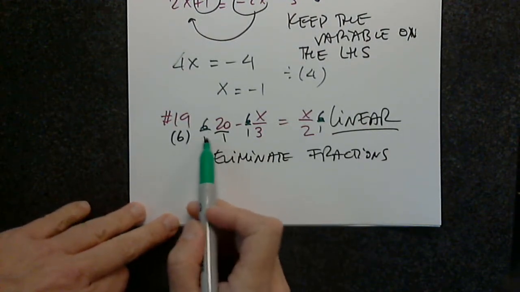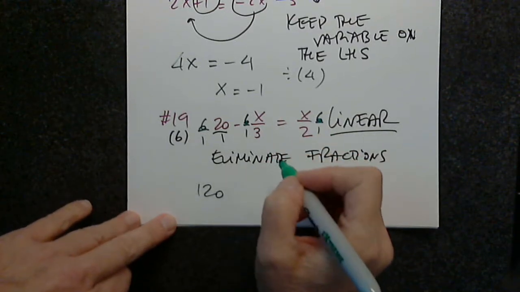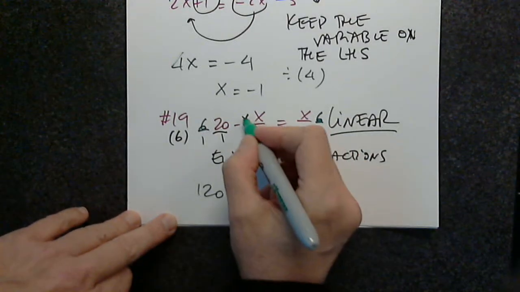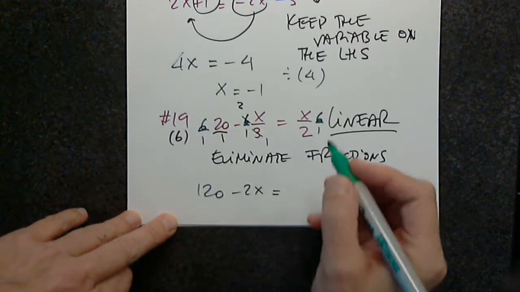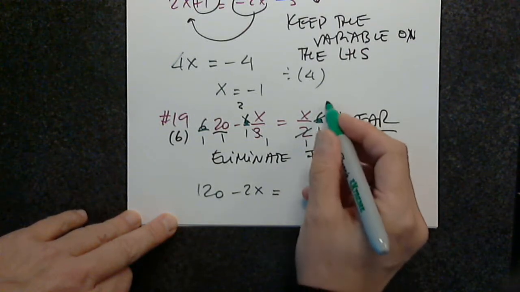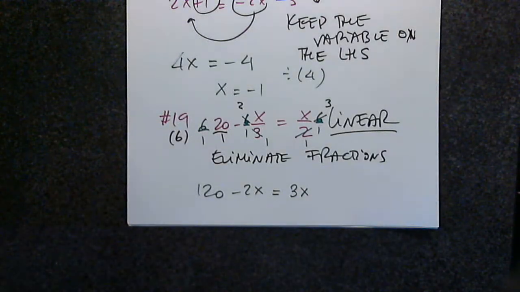Here there is really no need. It's still 120. But here I will simplify first. I will not multiply. I will simplify by 3. So I get minus 2x. And here I will simplify by 2. And I get 3x. So you're multiplying two fractions, 6 over 1 times x over 3 and 6 over 1 times x over 2. But you simplify first. Always simplify before you multiply.